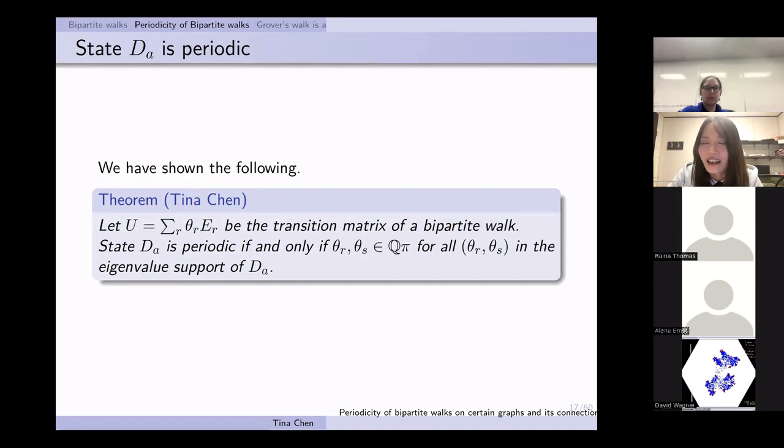I see. Yeah. So it's definitely easier for the walk to be periodic at one certain state than for the whole walk to be periodic. But in terms of giving conditions, it's actually more convenient to consider the whole walk being periodic.